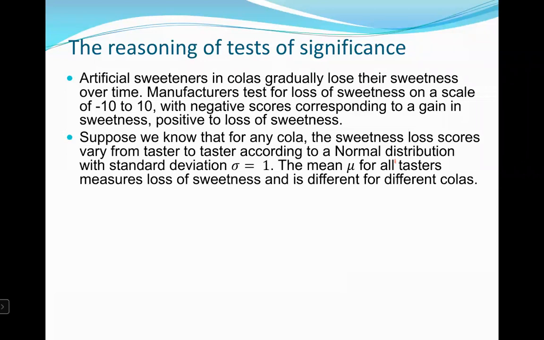Suppose we know that for any cola, the sweetness loss scores vary from taster to taster according to a normal distribution with standard deviation sigma equals 1. The mean mu for all tasters measures loss of sweetness and is different for different colas.